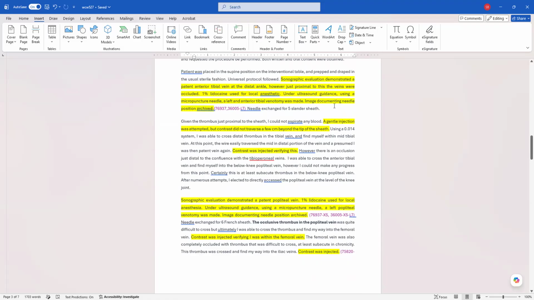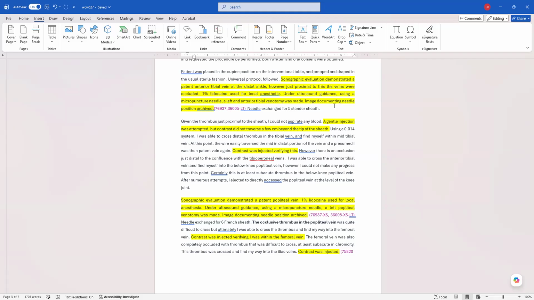So we have our documentation requirements for 76937. At this point, the access at the anterior tibial vein, we have that direct puncture. Right now, we have a 36005 for our catheter placement code. The catheter has not moved at this point.